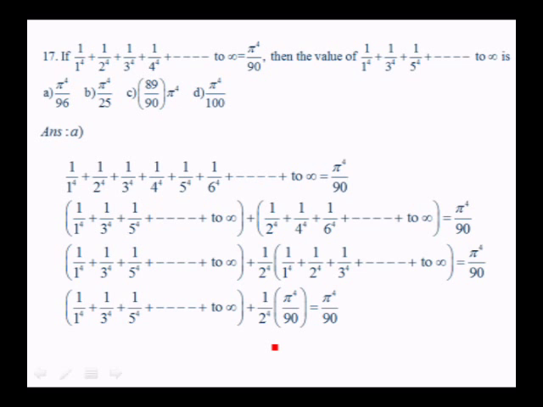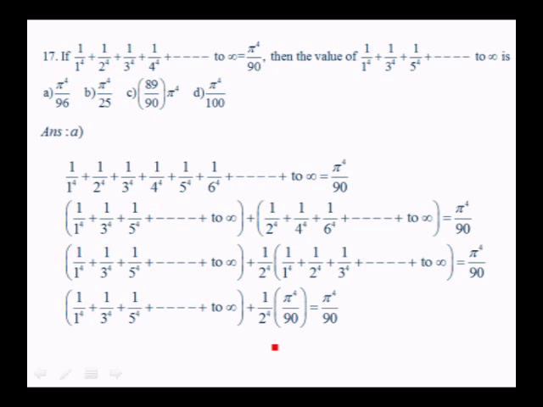Now write the first one as it is, and in the second one, the common factor is 1 over 2 to the power 4. If you take 1 over 2 to the power 4 outside, inside the second bracket you get 1 over 1 to the power 4 plus 1 over 2 to the power 4 etc. to infinity. But he has given that 1 over 1 to the power 4 plus 1 over 2 to the power 4, 1 over 3 to the power 4 etc. up to infinity is pi to the power of 4 by 90. So substitute pi to the power of 4 by 90 there.